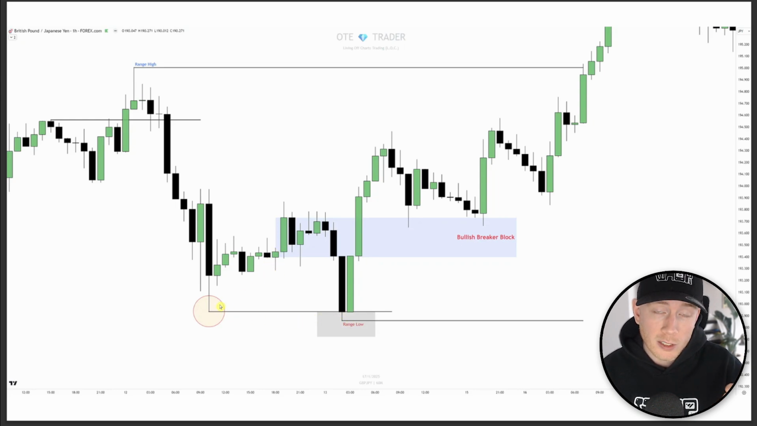Step one, it takes liquidity on the opposing end of the range. And then second one, it closes above. Let's say this low did not get taken out and it stayed within this range. This is not a breaker block. Rather, it's a mitigation block, but we're not going to talk about that one right now. We're just using the most obvious arrays.